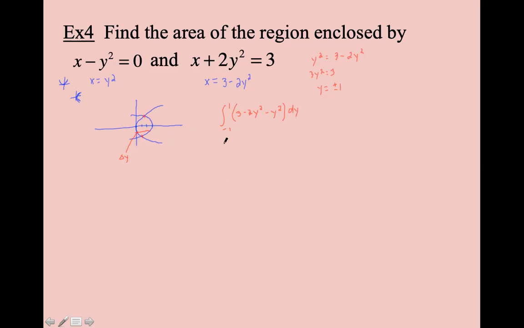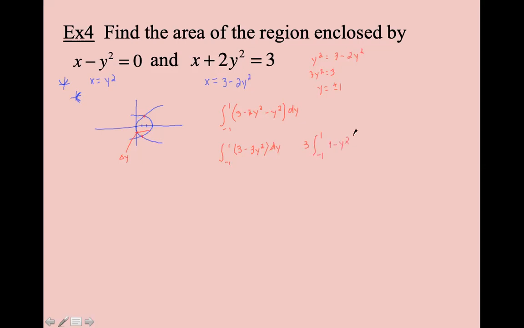All right, so I'm going to simplify a little bit before I integrate. So I have my 3 and negative 2y squared minus y squared is negative 3y squared dy. I also notice that they have a 3 in common. So remember, we can take constants outside. You cannot take a function outside the integral, but we can take that. So this is 1 minus y squared.